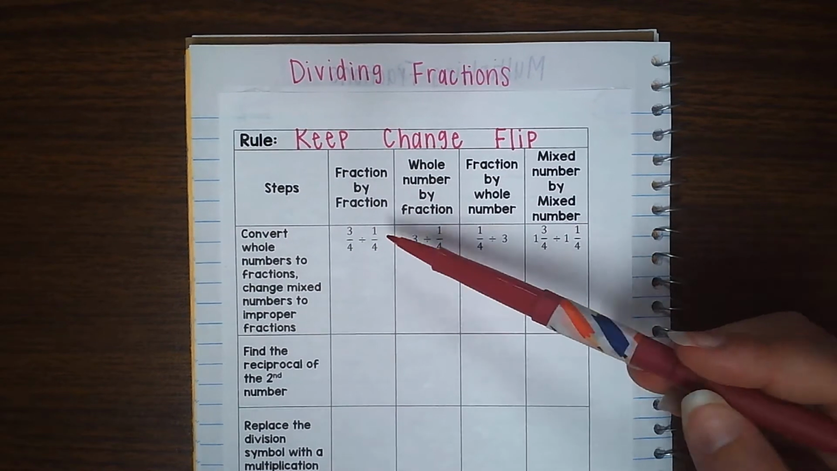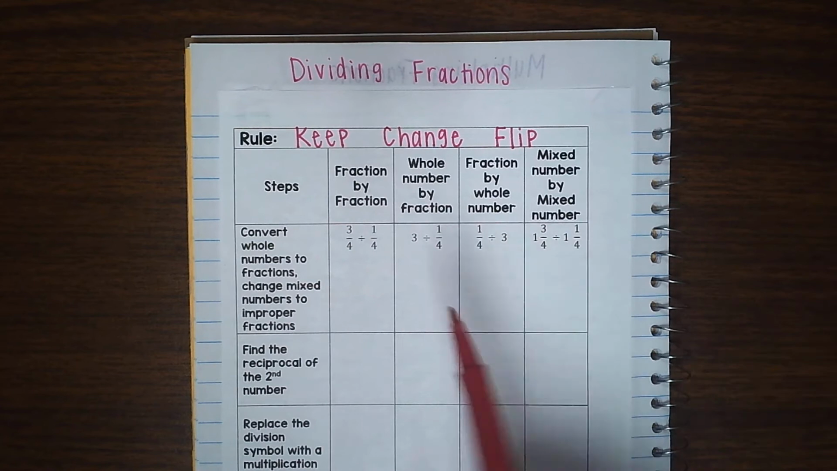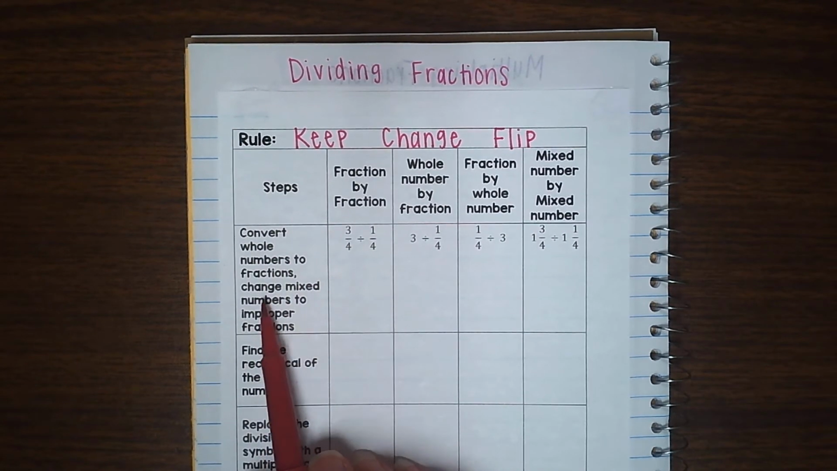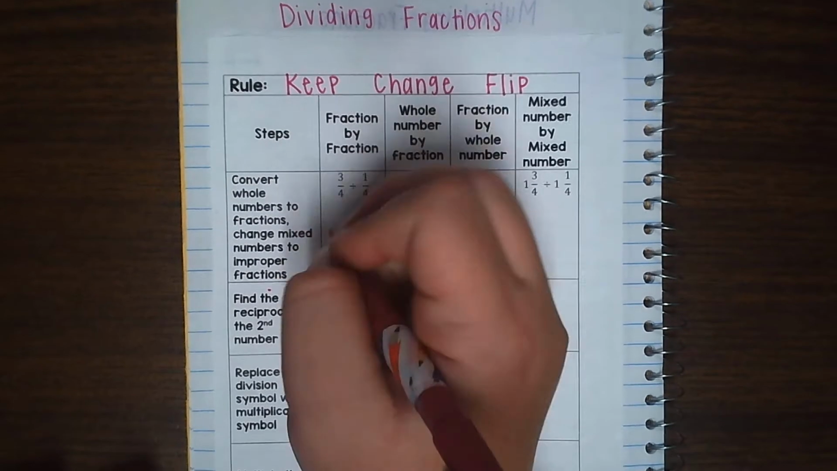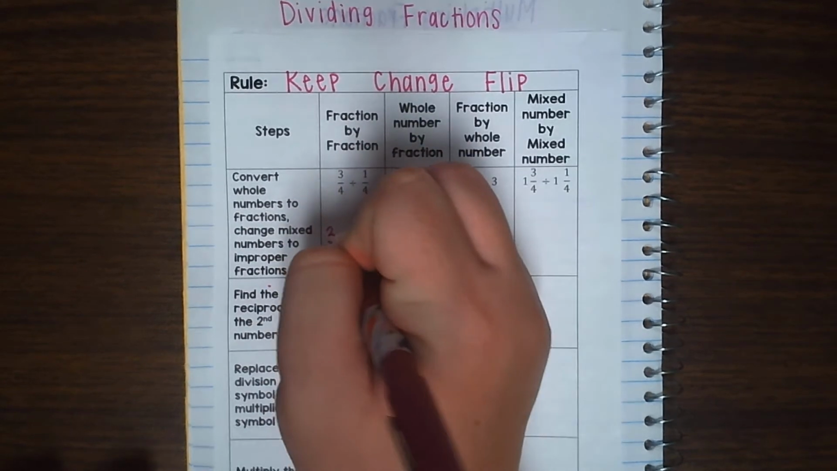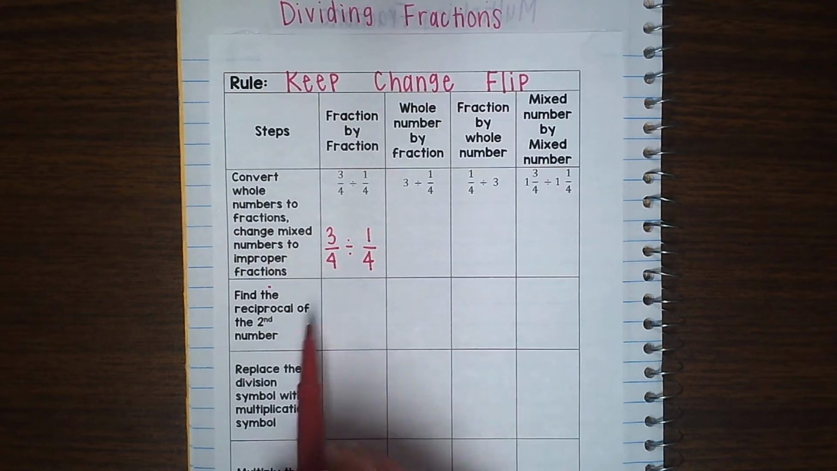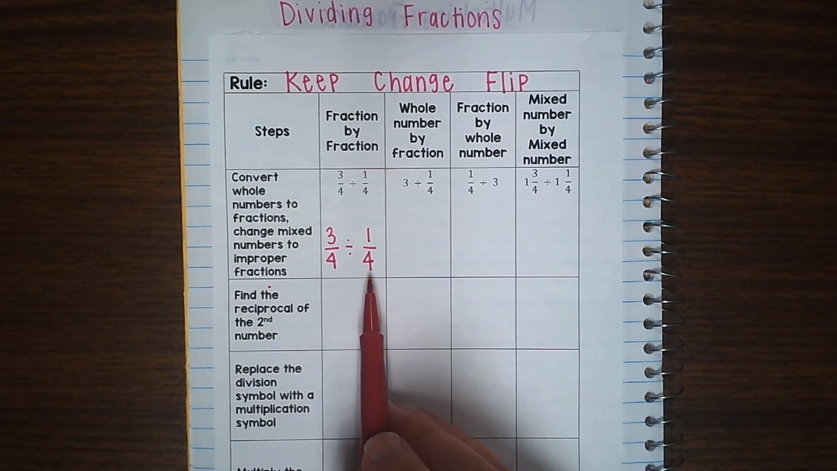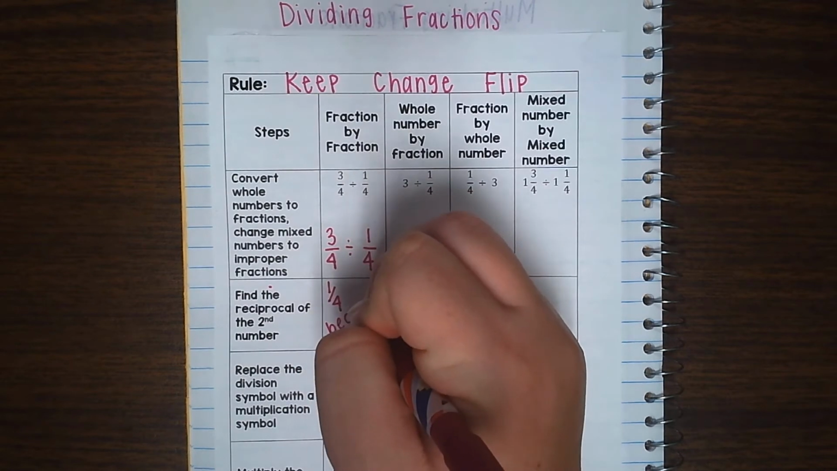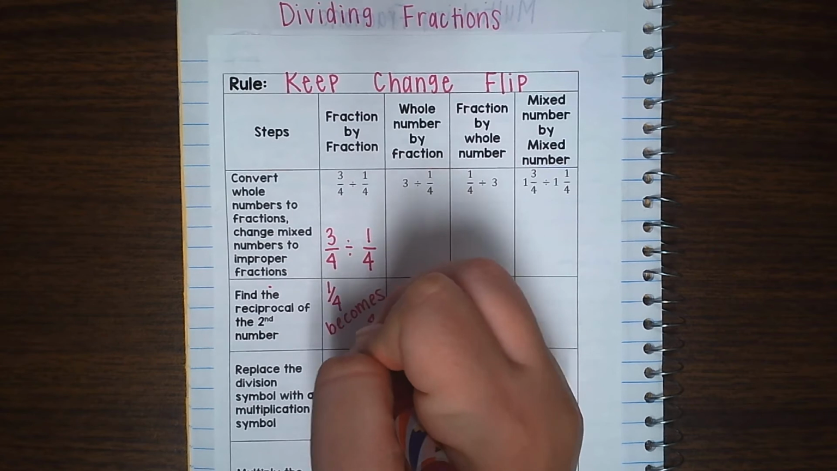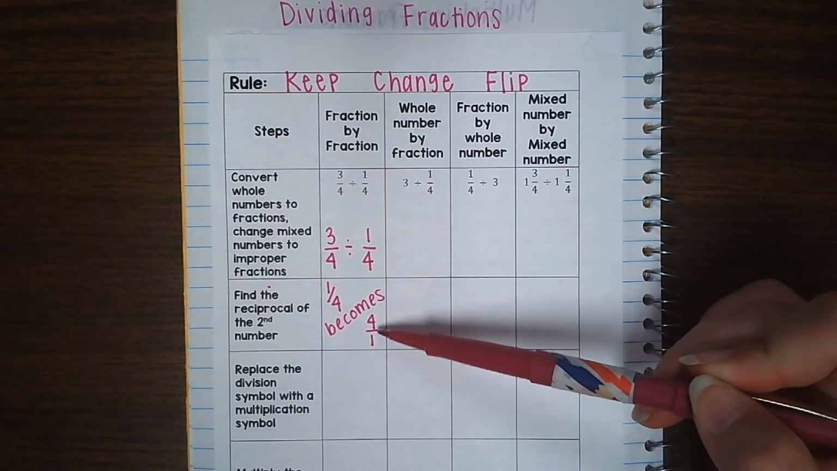So we have several different types of fractions. We're going to start out by using fraction by fraction. So step 1 is to convert whole numbers to fractions, change mixed numbers to improper fractions. We don't have to do that on this one since we don't have any, so it stays the same. 3/4 divided by 1/4. Step 2 is to find the reciprocal of the second number. So 1/4 is my second number, and 1/4 becomes 4/1. Reciprocal just means to flip-flop your numerator and denominator.